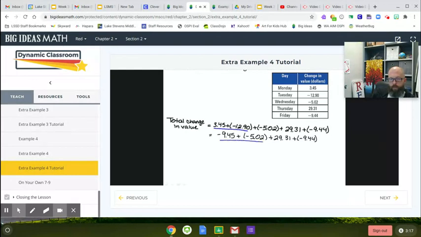Next, add negative 14 47/100ths and 29 31/100ths. Negative 14 47/100ths plus 29 31/100ths is 14 84/100ths. Lastly, add 14 84/100ths and negative 9 44/100ths, giving you 5 4/10ths. So the stock had a gain of $5.40.